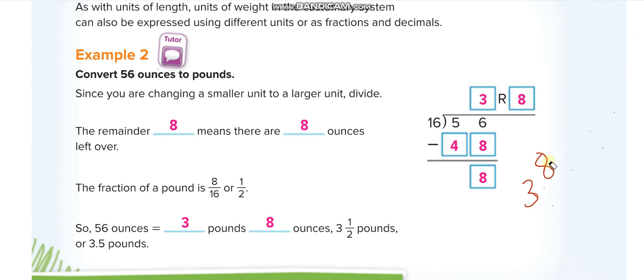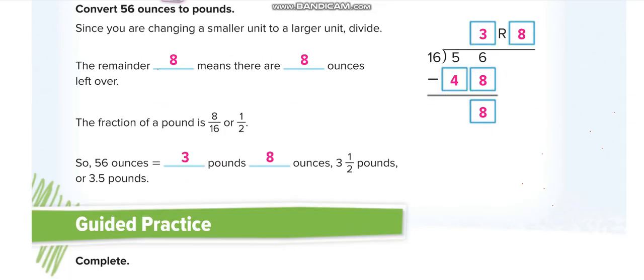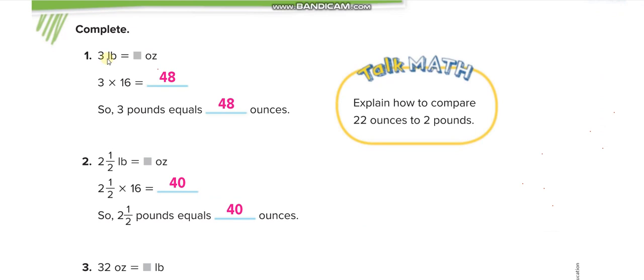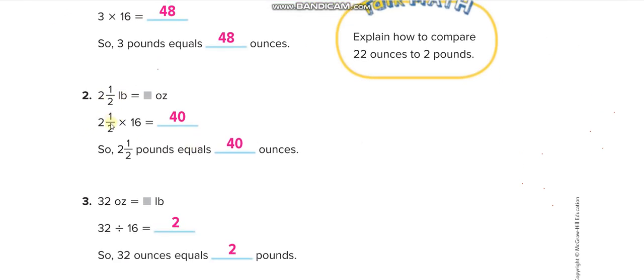Let me erase this first. Okay. From pounds to ounces, 3 times 16, 48. Okay, here, 2.5 pounds to ounces. Now, in this case, guys, you have to find the ounces for the whole number separately and for the fraction separately, okay? And then you can add them at the end.